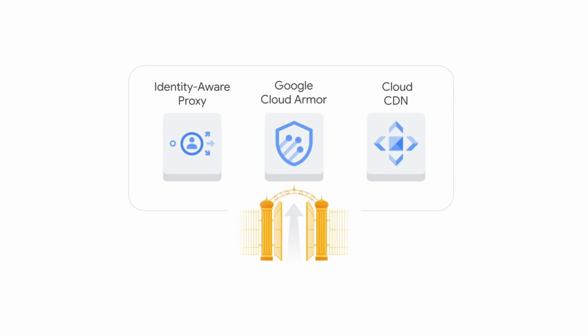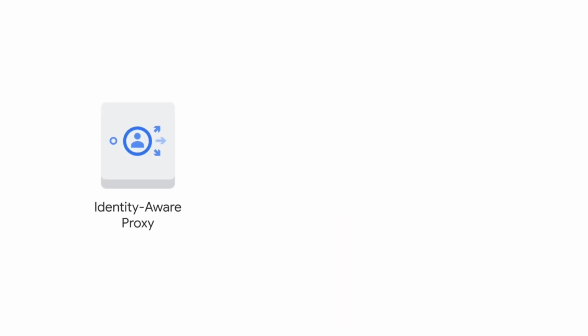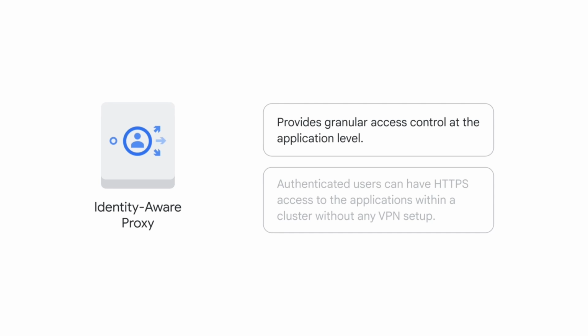Ingress for an external application load balancer natively supports many Google Cloud services. Using Identity-Aware Proxy provides granular access control at the application level. With this, authenticated users can have HTTPS access to the applications within a cluster without any VPN setup.